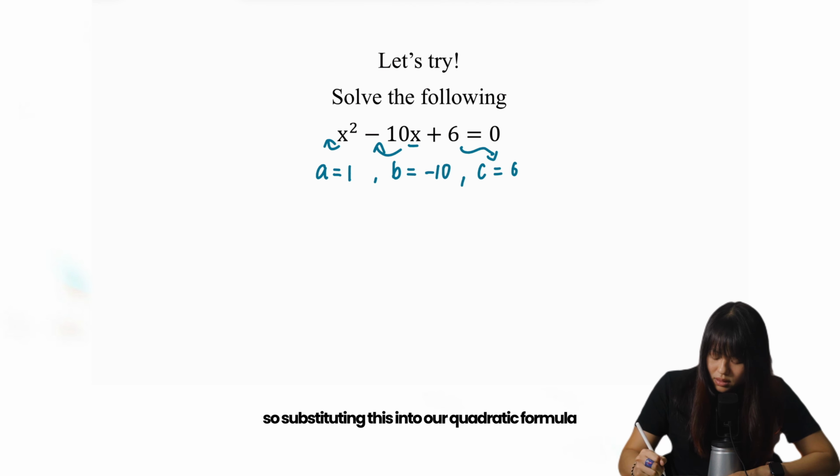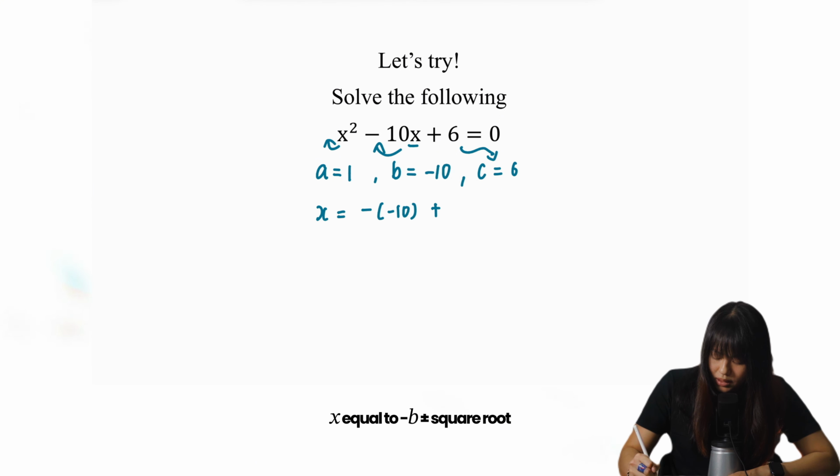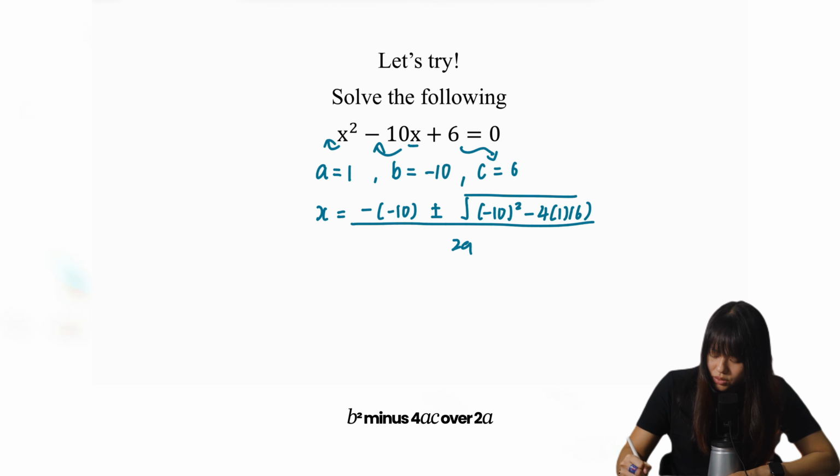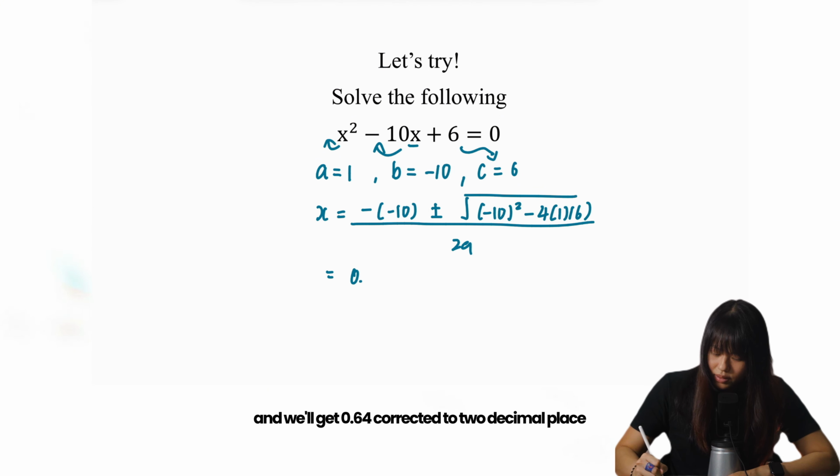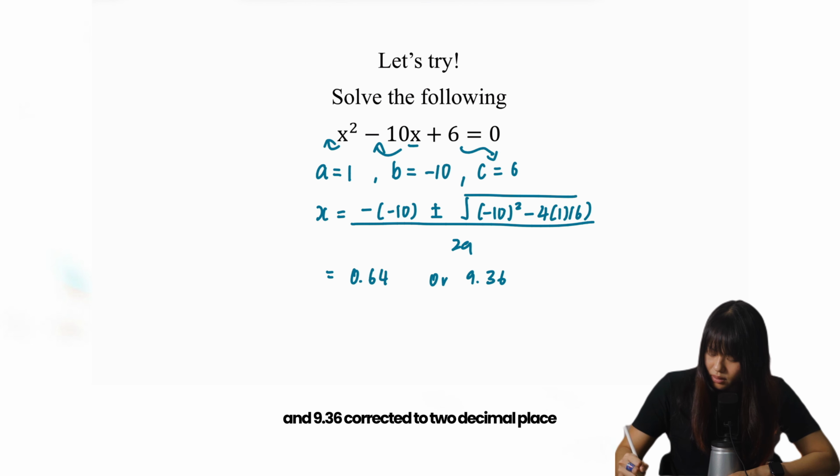So substituting this into our quadratic formula, x = (−b ± √(b² − 4ac)) / 2a. At this stage, I'll ask my students to key this in the calculator and we'll get 0.64 corrected to 2 decimal places and 9.36 corrected to 2 decimal places.